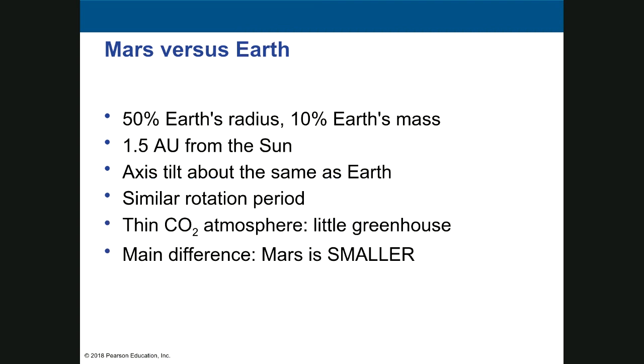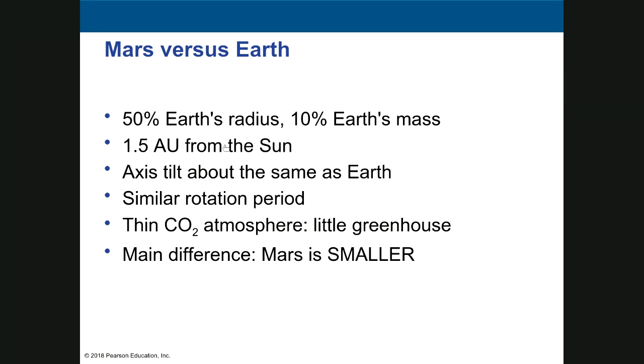All right. So let's look at some Mars quick facts. Mars versus the Earth. All right. So Mars has about 50% the radius of the Earth, but only 10% of the Earth's mass. It's 1.5 astronomical units from the Sun, if you remember, because it's been a while. An astronomical unit is the distance from the Earth to the Sun. It's the basis of all our astronomical measurements.